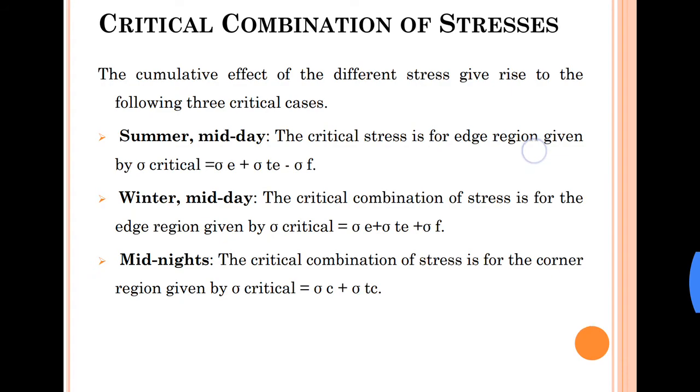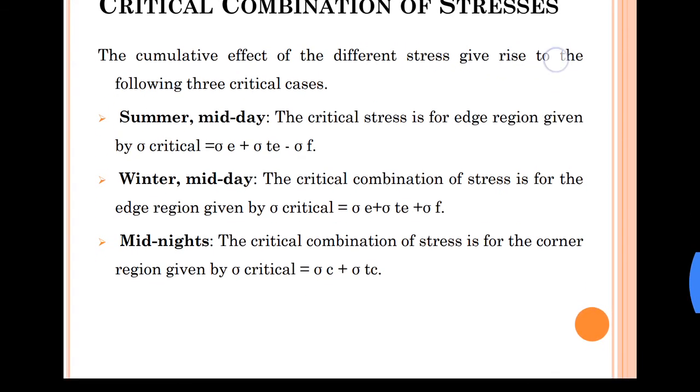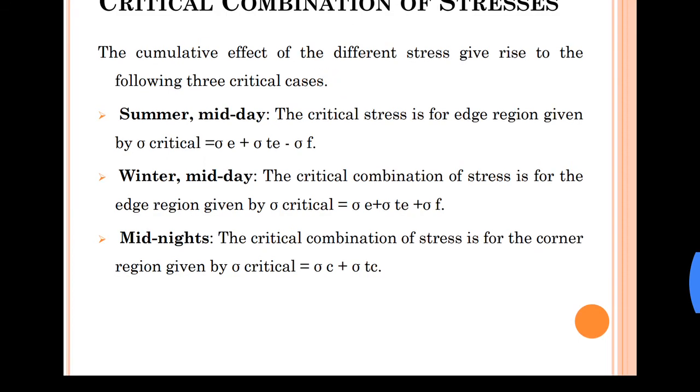Then we have the critical combination of stresses. There might be a presence of a critical combination of the stresses that could cause failure. Now what are the most critical conditions that we consider? We will discuss now. The cumulative effect of different stresses gives rise to the following three critical cases. There are three critical cases we consider.